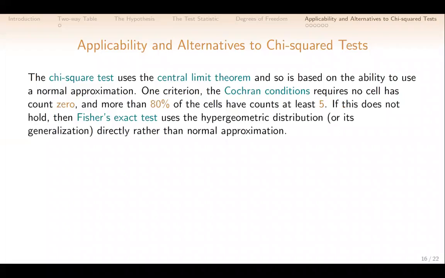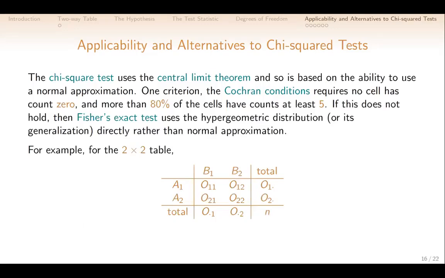If this does not hold, then the Fisher exact test uses the hypergeometric distribution, or a generalization of that really uses multinomial coefficients rather than binomial coefficients. So it uses that directly rather than the normal approximation. It's much more computationally intense, but I'll go over exactly how that works for you in the next few slides. I'll do it for a 2x2 table because that will use binomial coefficients. If you wanted to do a larger table, then it would depend upon multinomial coefficients. So here's the table filled out for a 2x2 table with the number of observations and row and column totals.